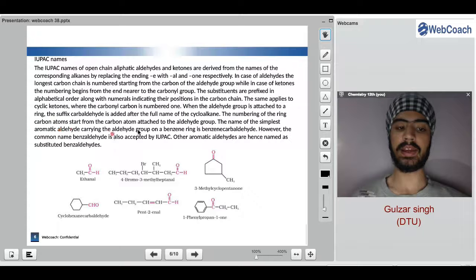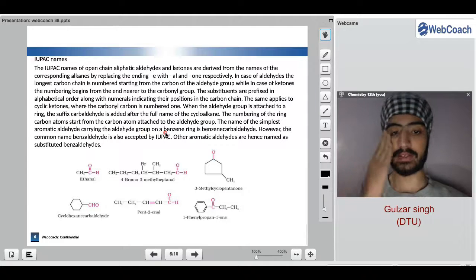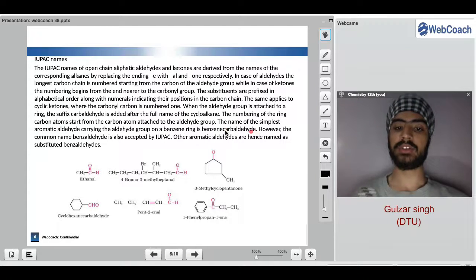The name of the simplest aromatic aldehyde carrying the aldehyde group on a benzene ring is benzene carbaldehyde. So carbaldehyde is for cyclic compounds. However, the common name benzaldehyde is also accepted by IUPAC. So in case of benzene carbaldehyde, we also use benzaldehyde as a common name. Other aromatic aldehydes are hence named as substituted benzaldehydes.